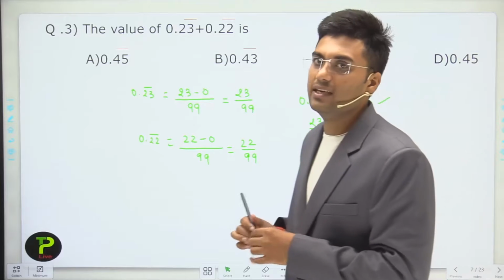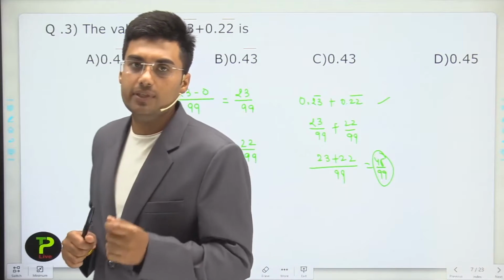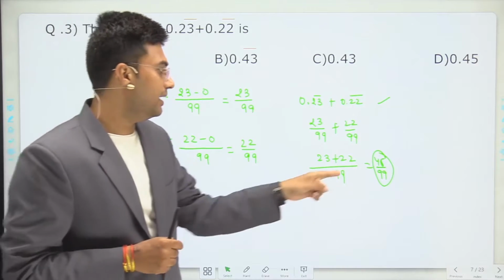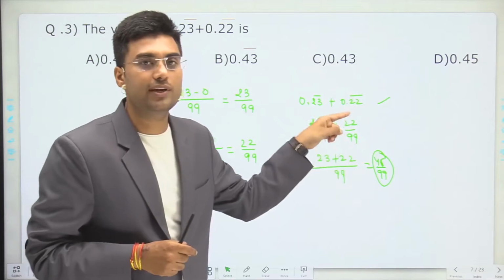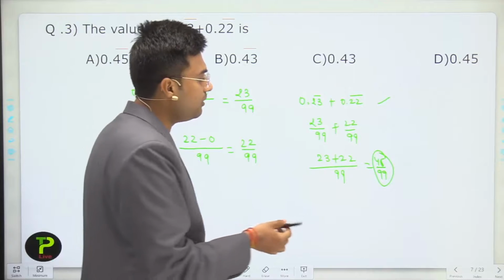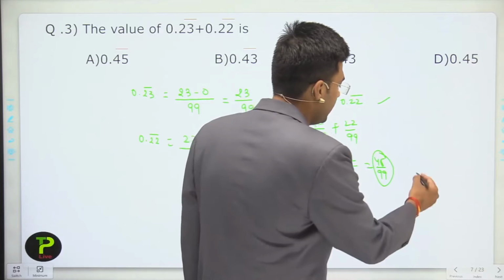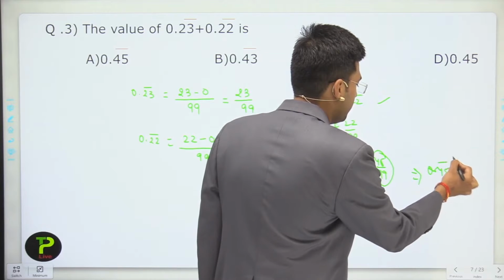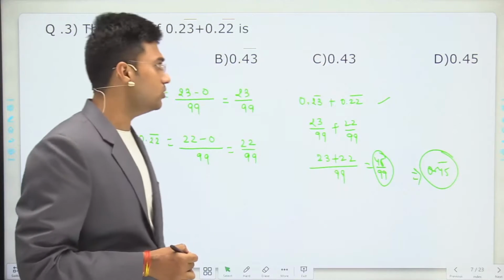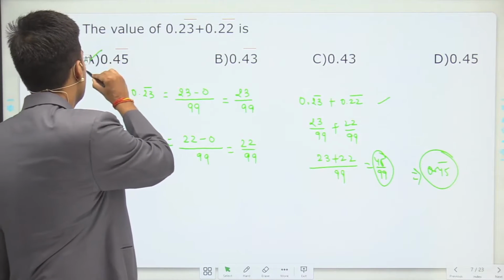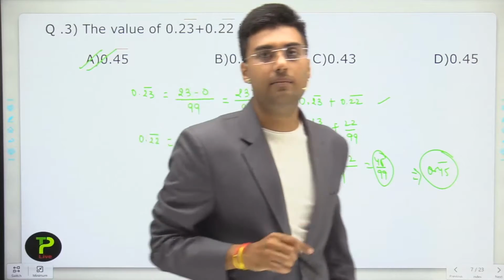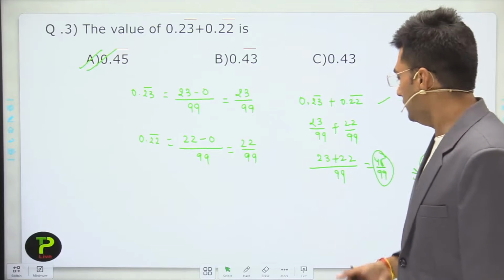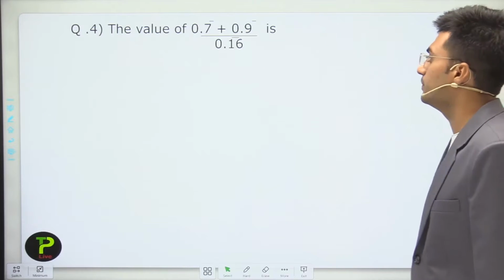But dear students, in the options the answer is given in decimal form, and here we get it in fractional form. So when we convert 45 divided by 99, we can write it as 0.45 bar. Okay. So the correct option is option A. Option A is the correct option. Okay. Now after this question, let's move to the next question.